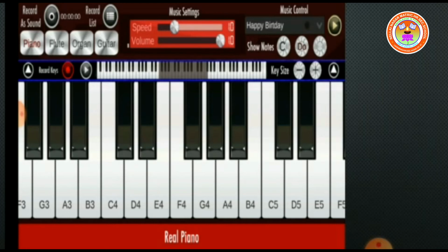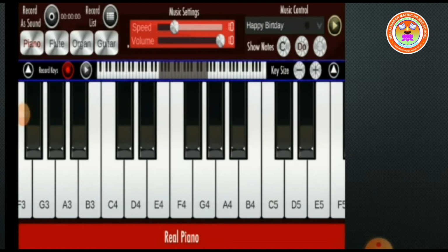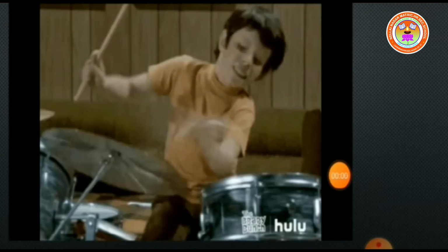The examples of percussion instruments sound: bass drum, tabla, snare drum.